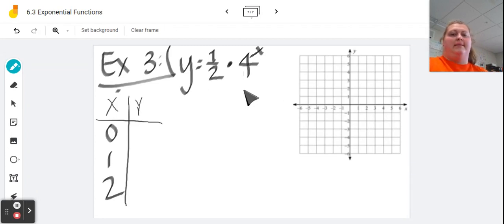All right, last example is with a fraction. So I have a fraction in the beginning, and then the rest of it is the same. So 1/2 times, oh, that's going to drive me nuts.